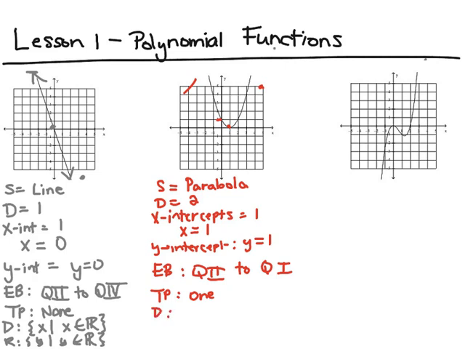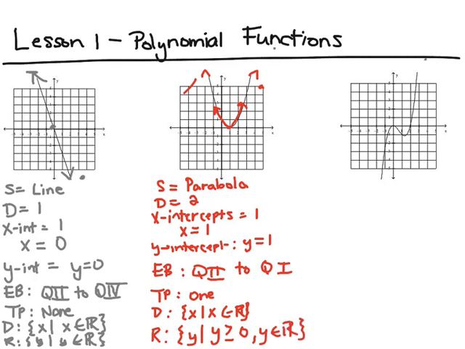Our domain, because it goes on in each direction, is x such that x is an element of the real number set. And our range, because it has a minimum, we want our numbers to get bigger than the y point in our vertex. So we want y to be greater than or equal to 0 for the real numbers. So there's all the information for the quadratic.